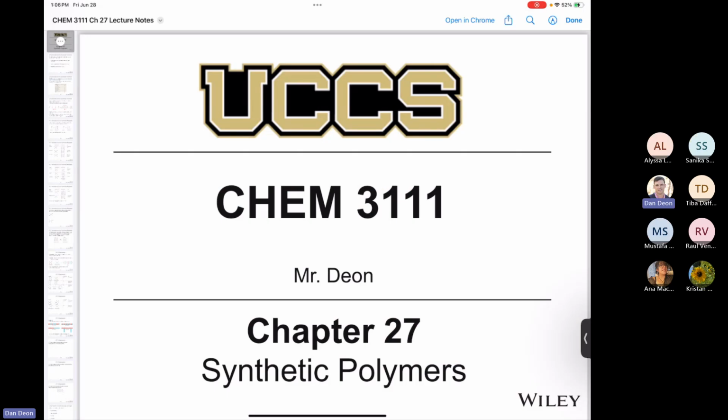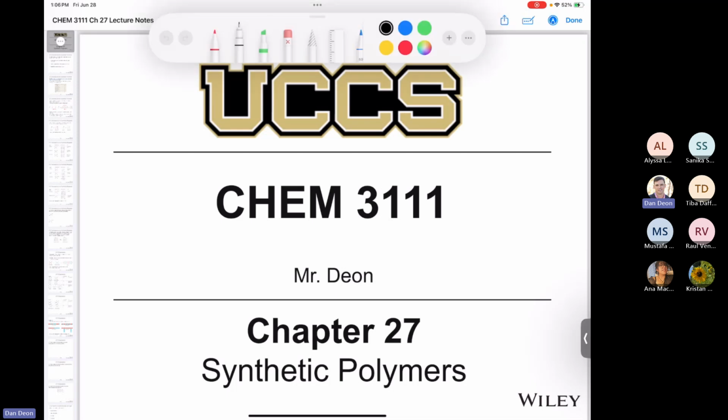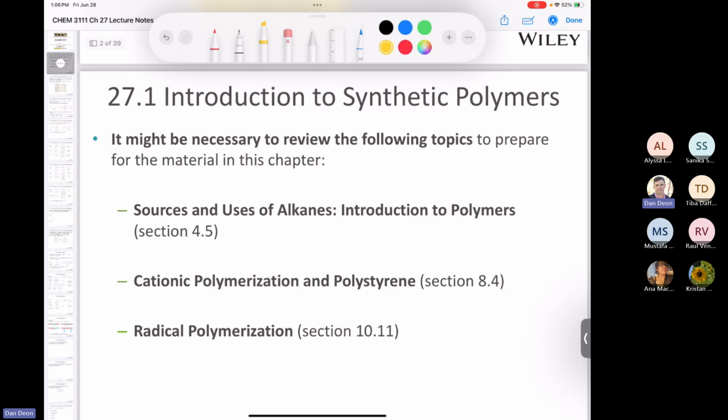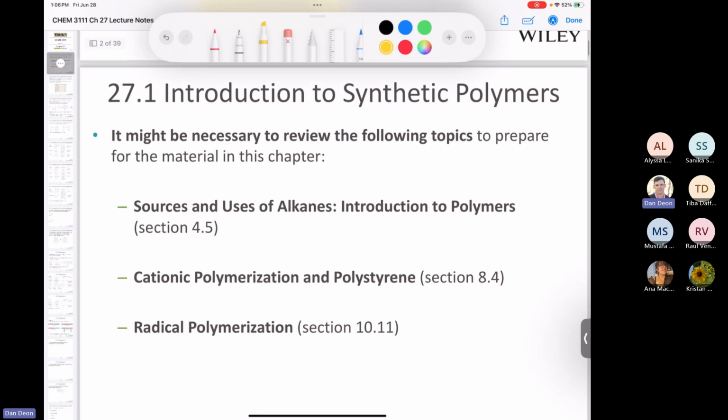So chapter 27, like I was telling everybody, synthetic polymers. Everything that we've dealt with up until today in organic chemistry pretty much has been mimicking some kind of natural compound or something when we look at drugs. But now we're just going to talk about synthetic polymers. So these are polymers that are made in the lab. Can you have a biological polymer? Yes, and we'll talk about that in just a second.